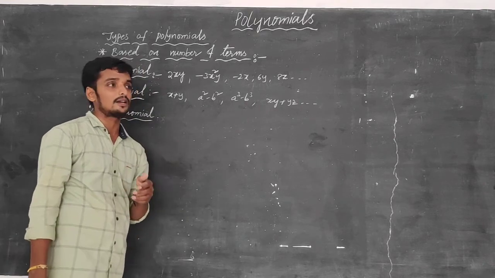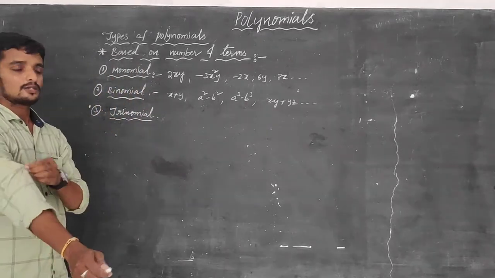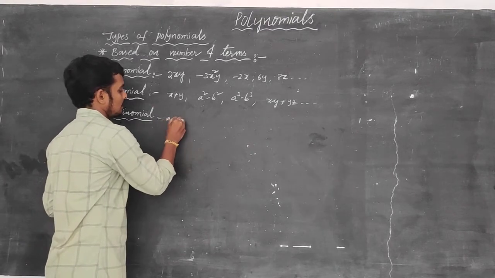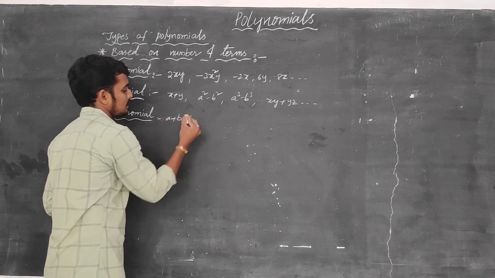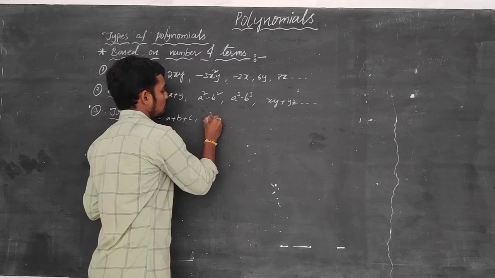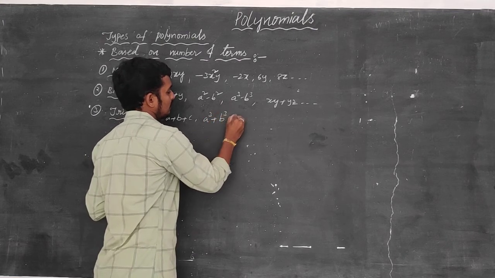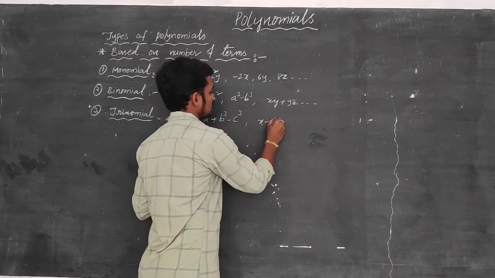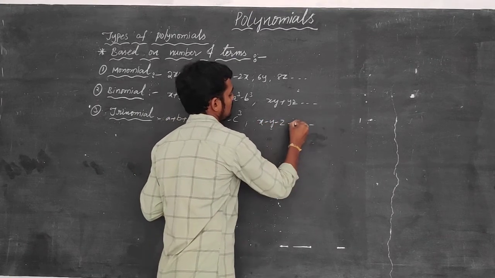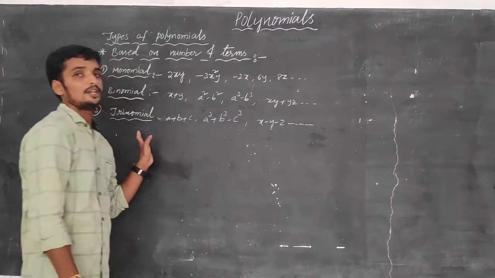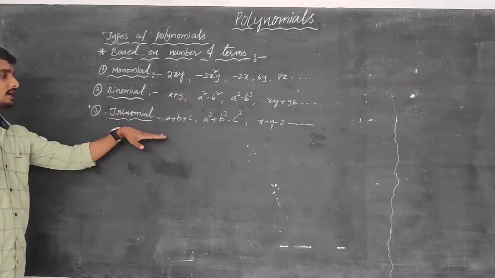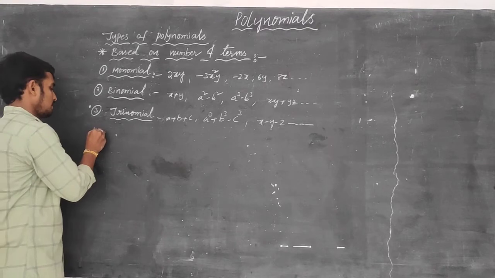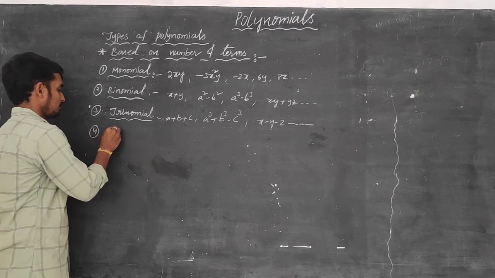These all are called binomials. So trinomial means tri means 3. It has 3 terms. Those are a plus b plus c, a cube plus b cube minus c cube, otherwise x minus y minus z and so on. These are called trinomials. So exactly the trinomials have 3 terms, and the fourth one is multinomial.